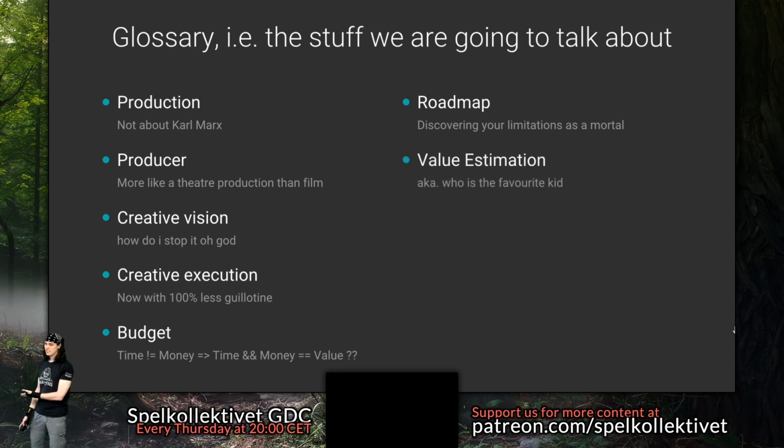Then value estimation, which is closely tied to budgeting, but has a completely different frame of reference. Budgeting is usually done internally focused, while value estimation is usually done externally. So basically, value estimation means how much bang for buck you are getting if, for example, you add great AI to your game. How much will that improve the user experience, for example?